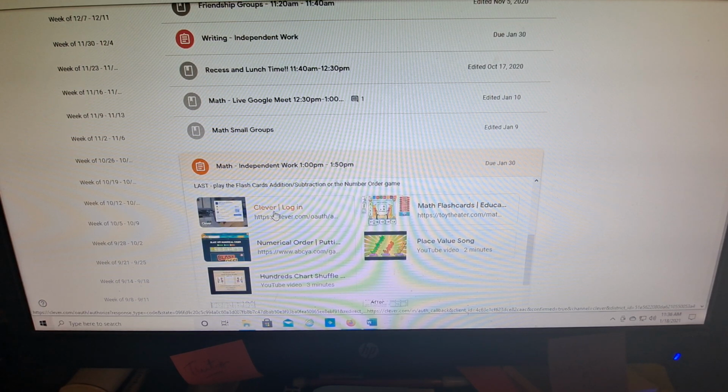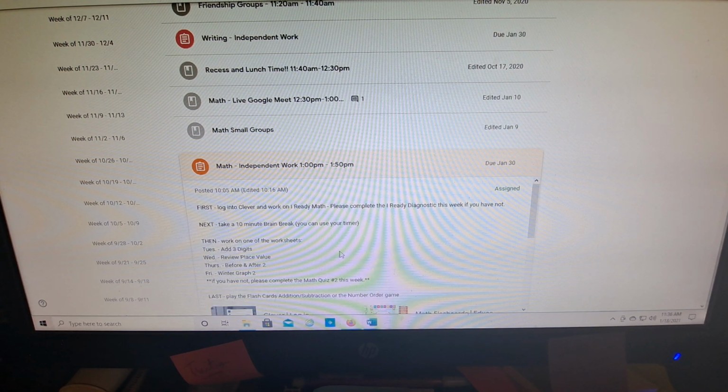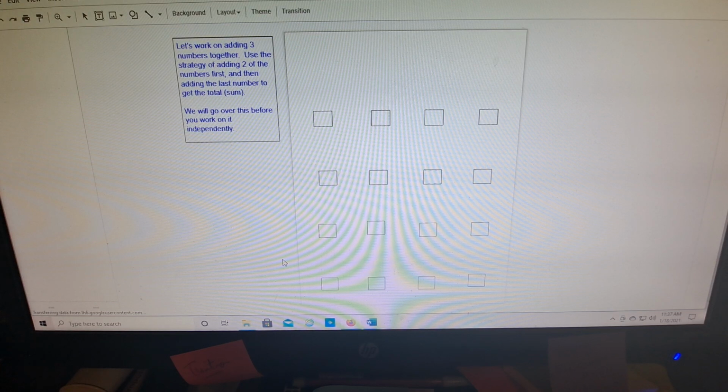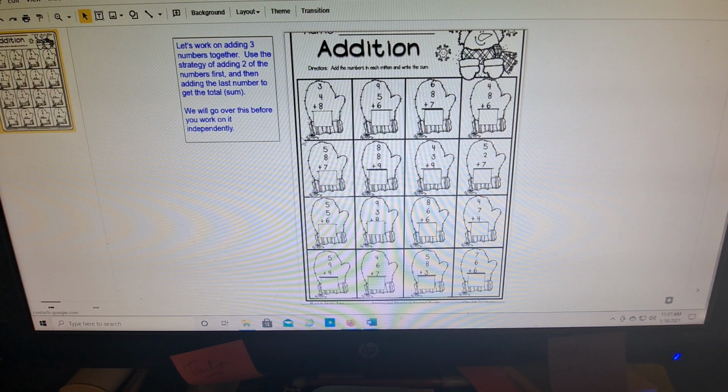Links for the kids: Clever, here are those math flashcards they really enjoy doing. There's a game, and then these are a couple of the songs we're going to be listening to this week. So Tuesday, we're going to be talking about adding 3 digits. We've touched on this, and I thought it would be a good time to review it and go over some strategies on how we could add 3 digits. So we'll be doing that on Tuesday.